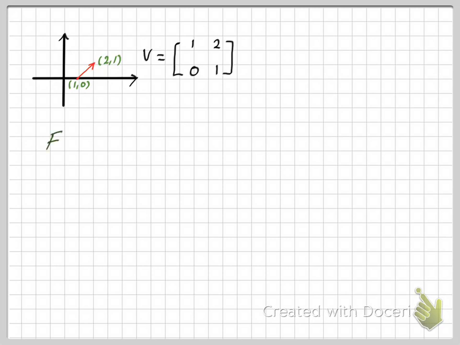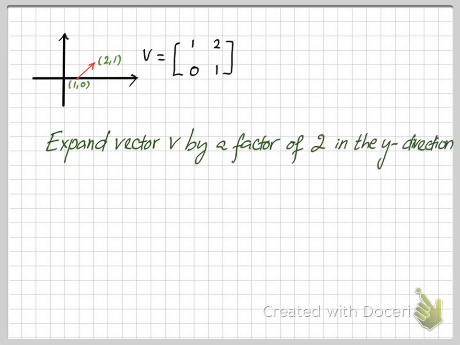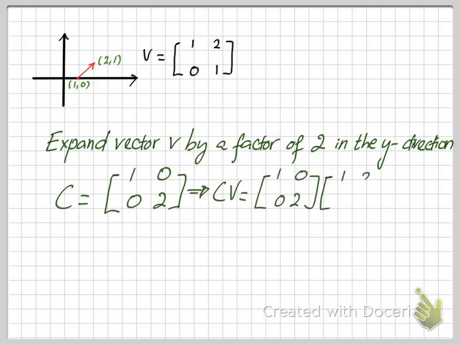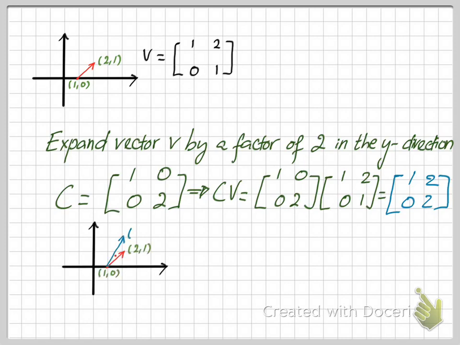The third matrix is a representation for the expansion of a vector by a factor of 2 in the y direction. If you want to do this linear transformation, you first take the identity matrix and then replace the 1 in the y position with 2. The reason is that with this 2 here, you expand the y coordinate of the vector by 2 in the y direction. Then if you multiply this matrix C by V, you get a new vector again. This is the initial one, and the blue one is the new vector after you expand it by a factor of 2 in the y direction.